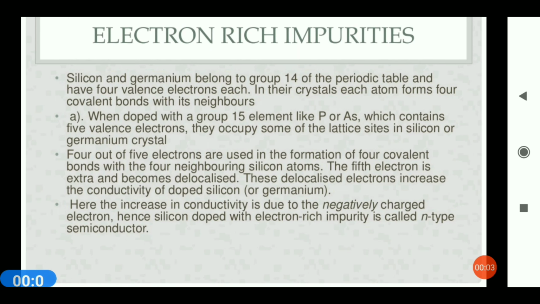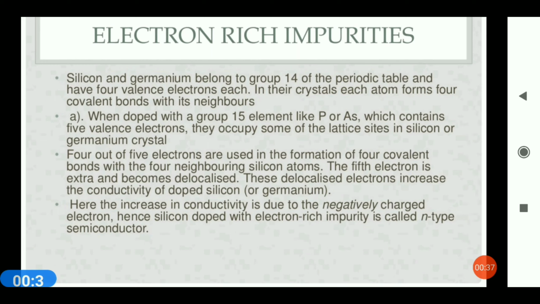Now impurity defect can be seen in the covalent compounds, and we call it electron rich impurity and electron deficient impurities. It gives rise to N type semiconductor and P type semiconductor. So these two terms you will see in physics also, and with the N type and P type semiconductor, some logic gates and many things are there. Here you will see how N and P type semiconductors are formed.